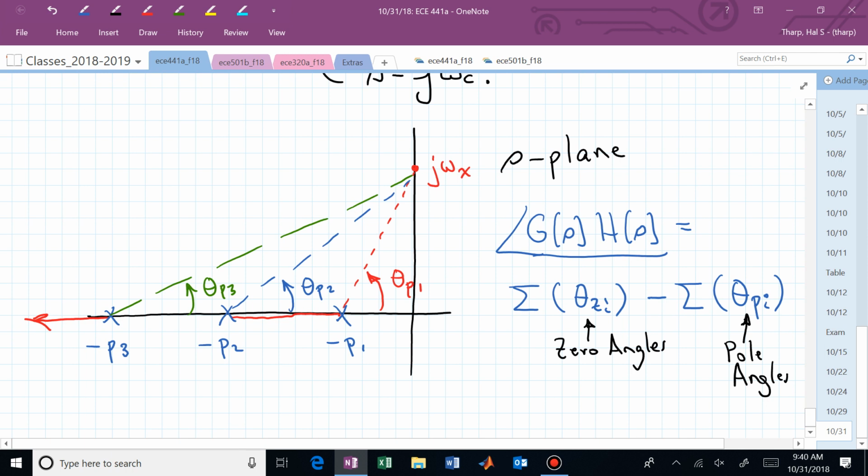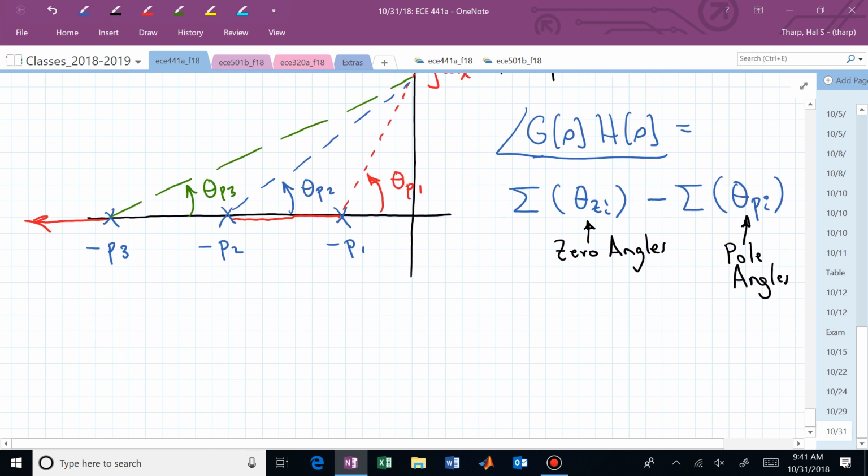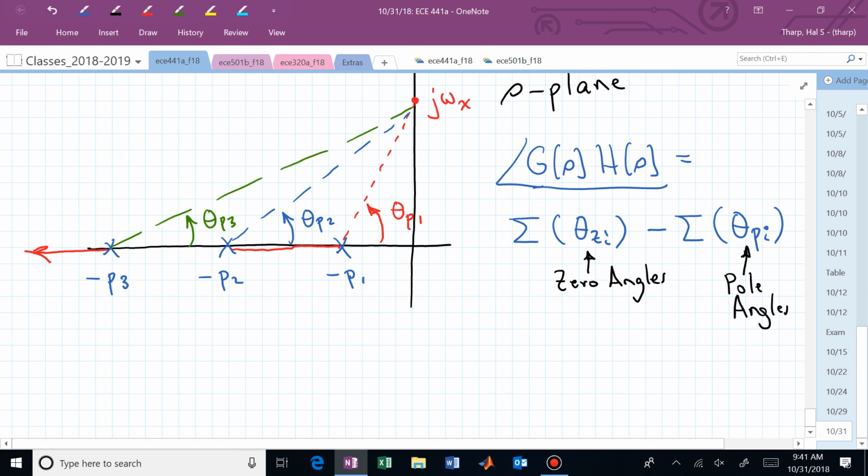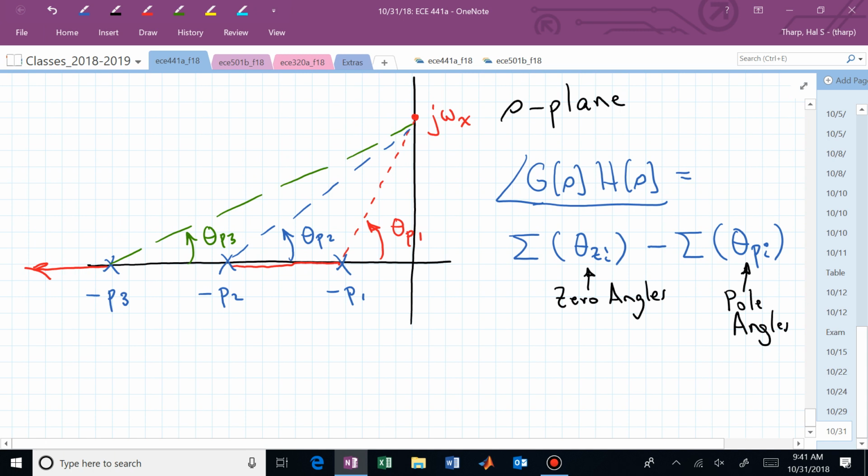And we know how to calculate the phase of a pole and zero transfer function, or a transfer function that possesses zeros and poles. We find the angles of all of our zeros, add those up, and subtract all of the angles of the poles. Numerator, denominator. We subtract the angles in the denominator, we add the angles in the numerator. So what do we have here? How would I calculate theta P1 if I wanted to do this analytically? What's theta P1?